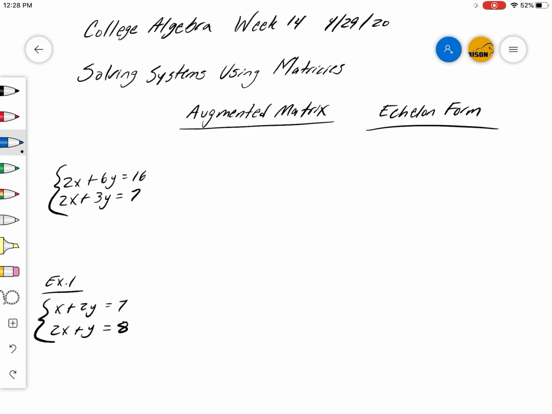So this week what we're going to do is get started into different ways to solve systems of equations. Last week we worked with just substitution and elimination, but there are actually several different ways to find the answer to a system of equations. This week we're going to start talking about matrices.